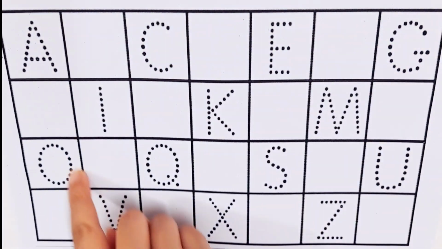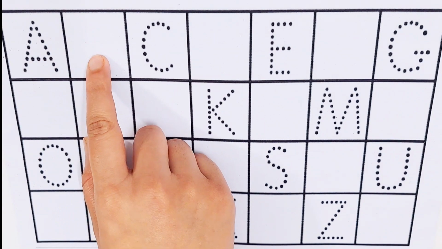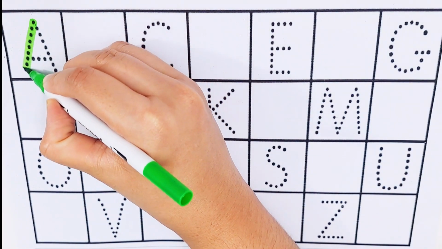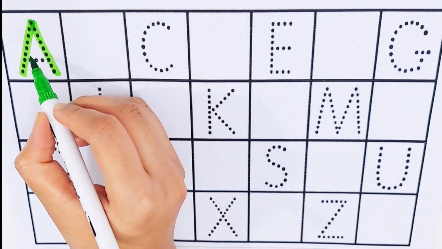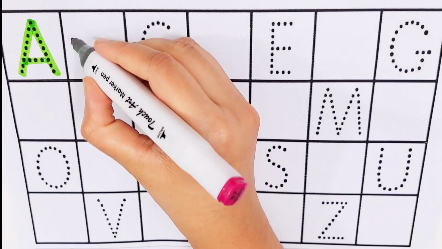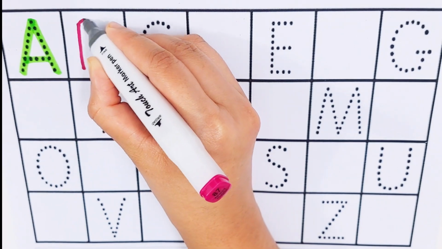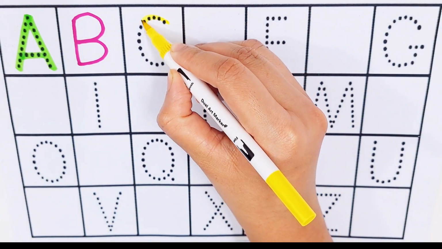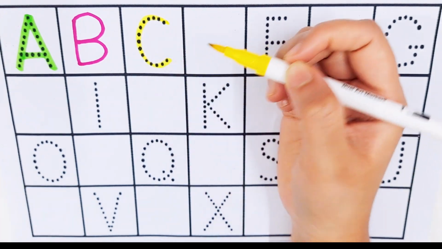Today we are trying to learn some alphabets. A, B, C, D. A for ant. B for bird. C for cat.